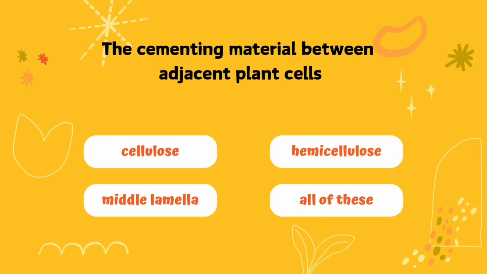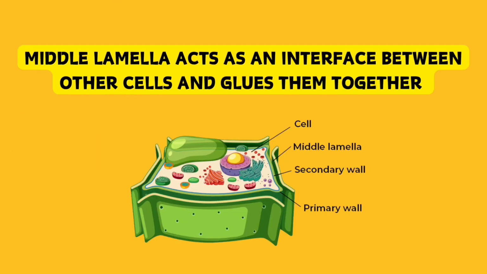Next question: the cementing material between adjacent plant cells is cellulose, hemicellulose, middle lamella, or all of them? The answer is middle lamella. Middle lamella acts as an interface between cells and glues them together.